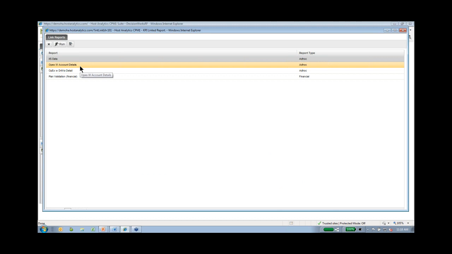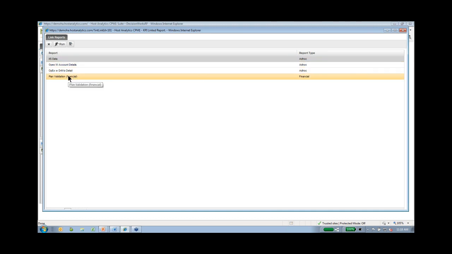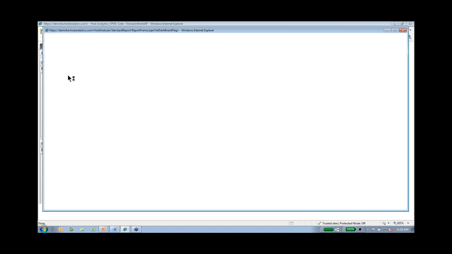So here, these are just reports that are sitting in our file cabinet, and we'll talk about this when we get to the core of the reporting part of the demonstration. This could be a whole list. This can be any report you want. In this case, we've got about 4 different reports. I'm going to open up the plan validation report.